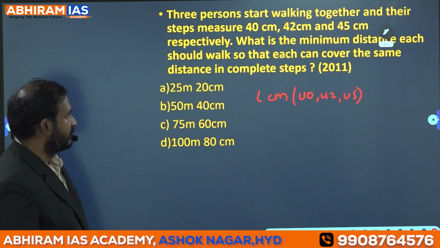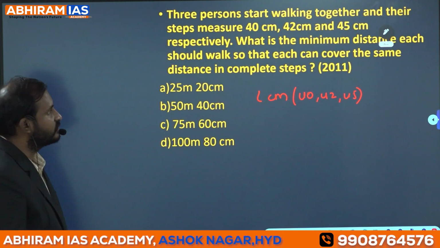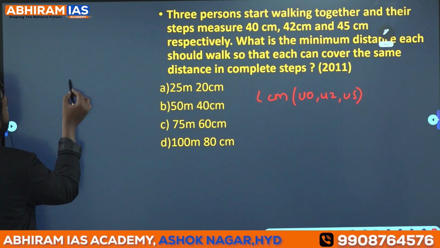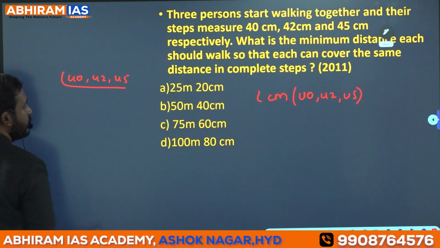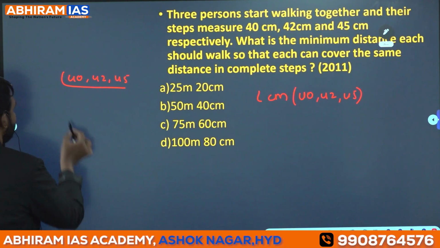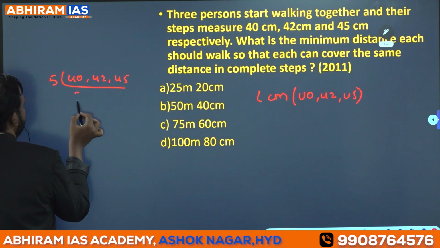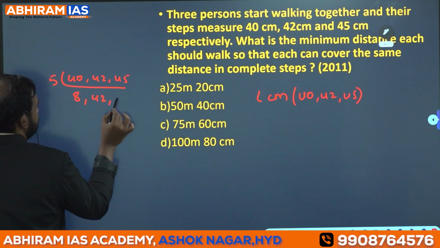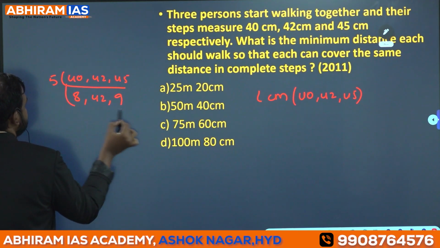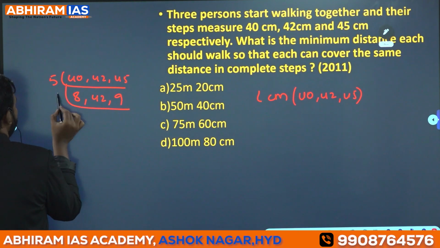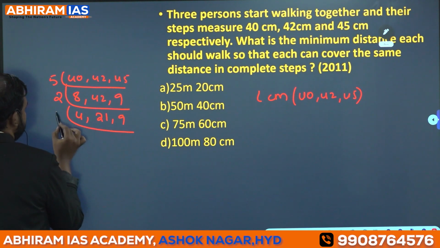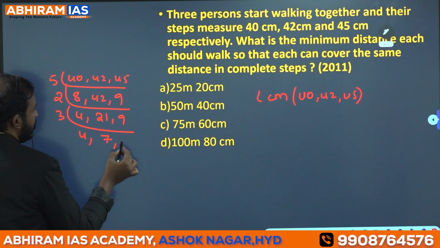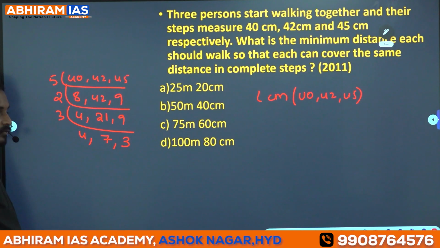What is the LCM of 40, 42 and 45, students? If you observe carefully, what will you get as the LCM? It is up to you, go with any number. So I will go with 5 directly. 5 8s are 40, 42, and this remains 9. Next, in 2 table: 4, 21 and 9. Next, 3 table: 4, 7 and 3.